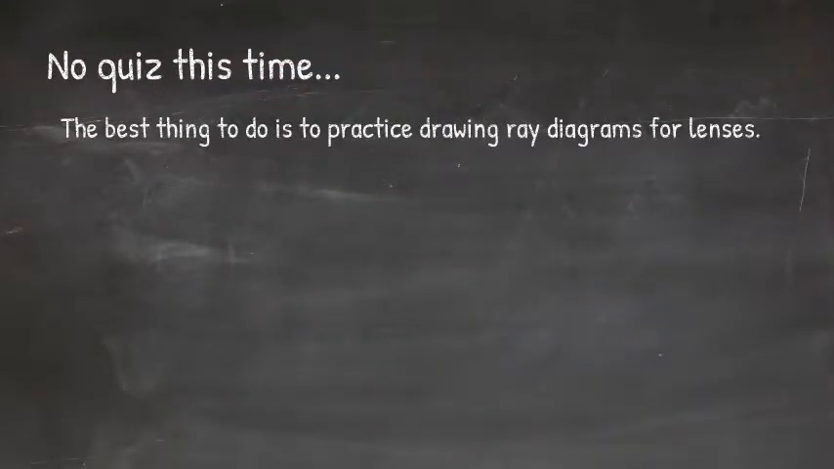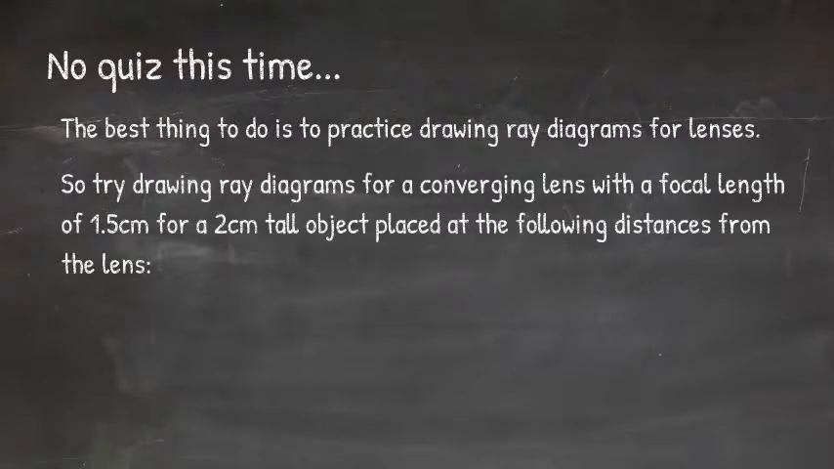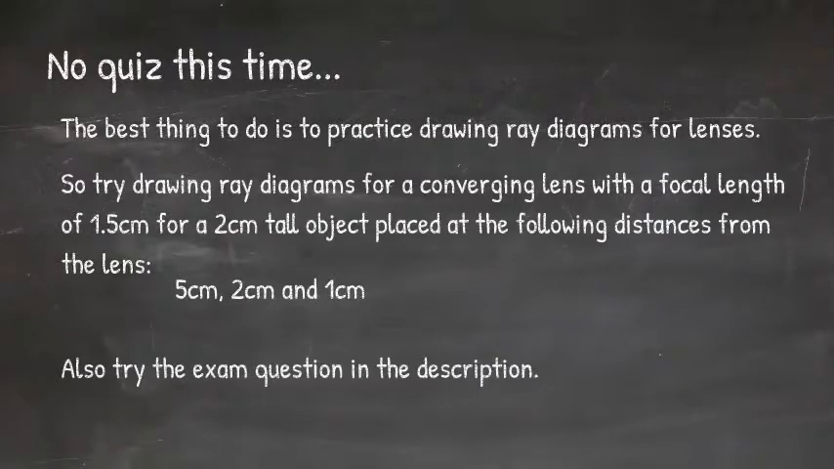There's no quiz this time. The best thing to do is to practice drawing ray diagrams for lenses. Try drawing ray diagrams for a converging lens with a focal length of 1.5 cm for a 2 cm tall object placed at the following distance from the lens: 5 cm, 2 cm, and 1 cm. Also try the exam question in the description. Good luck!